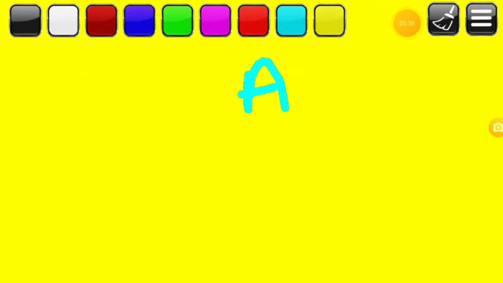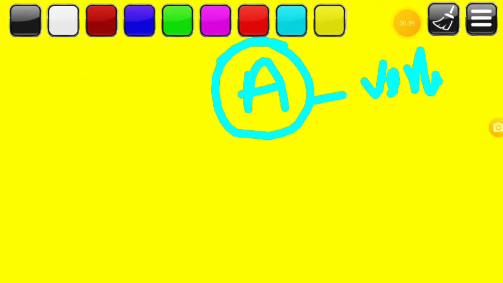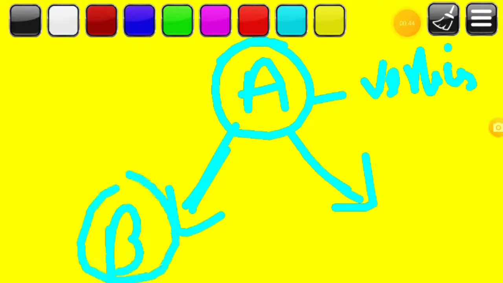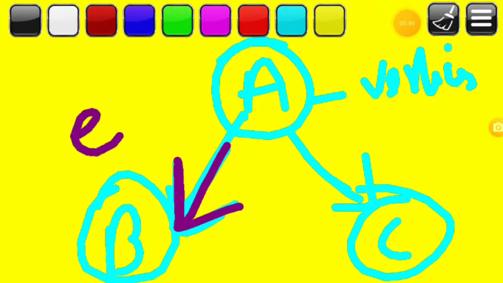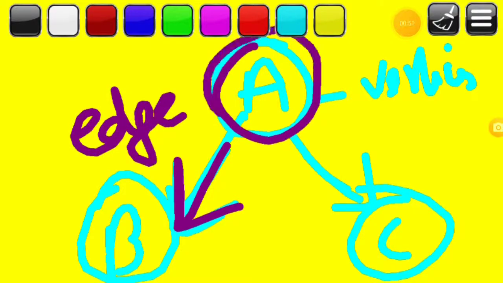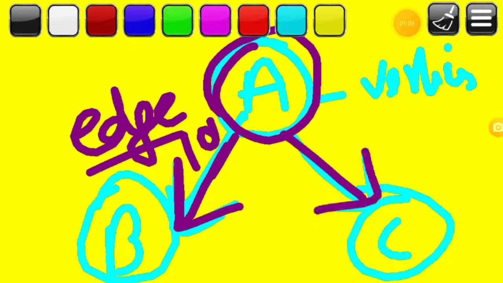We know very well that this is the vertex, and B and C are the child nodes, and this is the edge. So the algorithm comes into play when a different cost is associated with each and every edge. Each edge is associated with some cost. Suppose this edge is associated with 10, this edge is associated with 20. These are the costs.